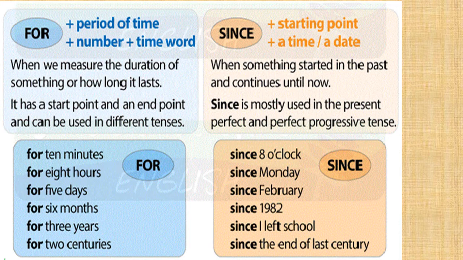Here on the right, the word since plus a starting point, a time or a date, when something started in the past and continues until now. For example, since 8 o'clock, when exactly the action started in the past. Since 8 o'clock, since Monday, since February, since 1982, since I left school, with a sentence in the past simple. Since the end of last century.